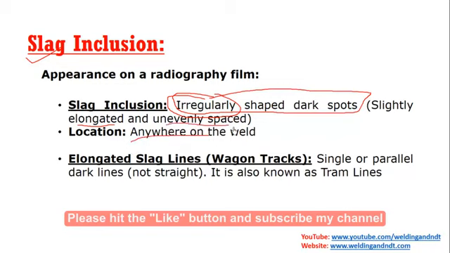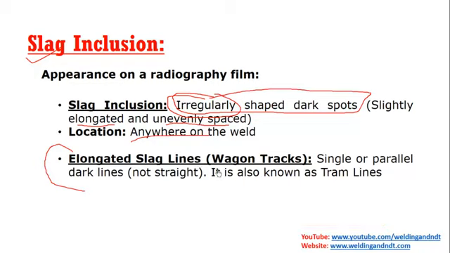These are unevenly spaced. In slag inclusion, there is one variant or one type, that is elongated slag lines, also known as wagon tracks or tram lines. So tram lines or wagon tracks are nothing but elongated slag lines. These are long slag lines, and they appear as single or parallel dark lines. But please remember that this will not be a straight line.